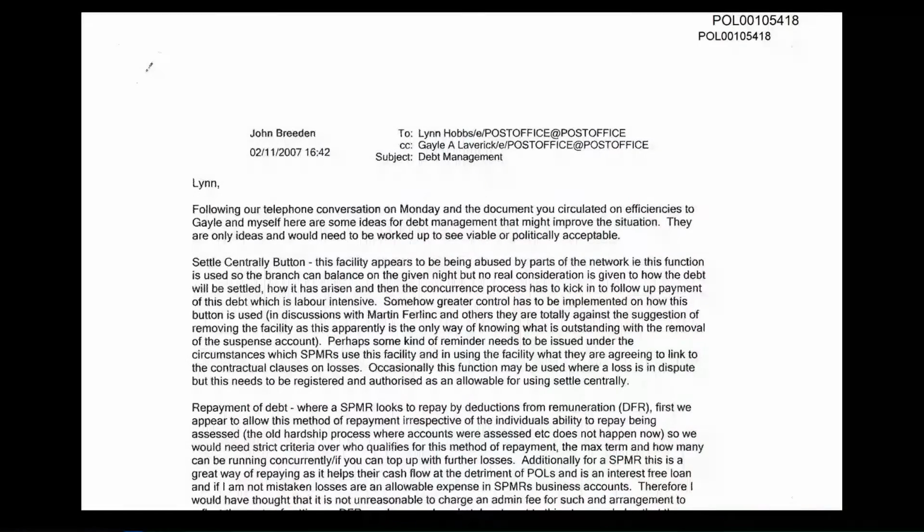Can we look at poll 00105418, please? And it's page 15. This is a number of different documents, but it's page 15 that I'd like to look at.